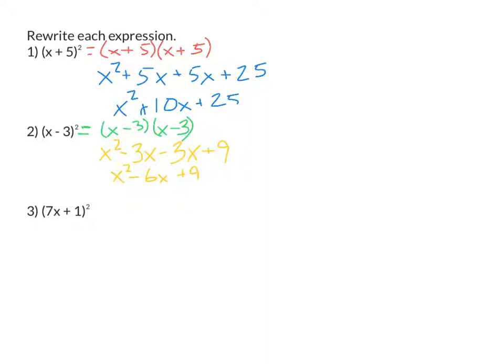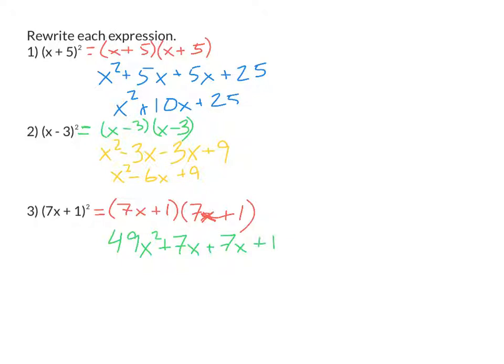Okay, and we also have example number 3. That is 7x plus 1 quantity squared. And so that's telling us to take 7x plus 1 times 7x plus 1. Alright, we'll FOIL again. So we have 7x times 7x. 7 times 7 is 49. X times x is x squared. 7x times 1, anything times 1 is itself. Then 1 times 7x, which again is itself. And then finally 1 times 1, which makes 1.